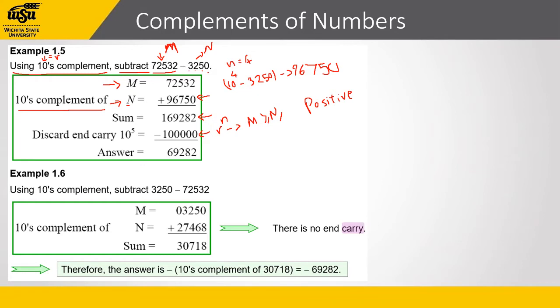Now let's have a look at the second example. We want to subtract 72,532 from 3250 using the tens complement. So we're going to add the minuend M to the r's complement of the subtrahend N. The r's complement of N is 27,468, and if we add these two together, we get 30,780. So do we see an end carry equal to r to the power of n here?